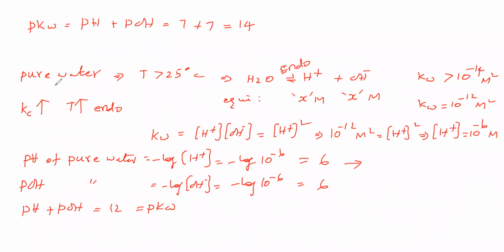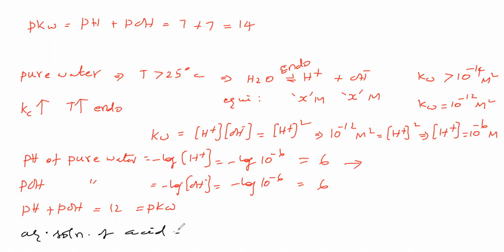Now we took pure water here also. Here the temperature of pure water is greater than 25 degrees Celsius. Here we got pH of pure water 6. Now we will see what is acid. Acid means what? Now we will take an aqueous solution of some acid.